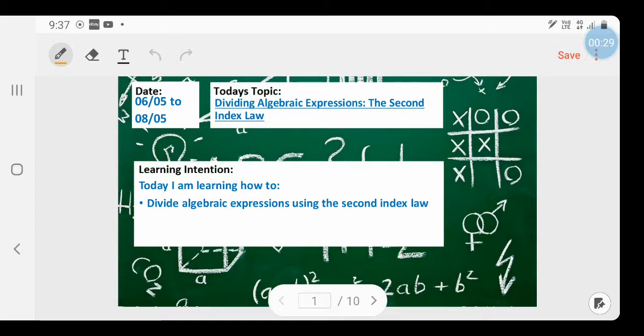Today you're learning how to divide algebraic expressions using the second index law, which is pretty much exactly the topic. My learning intentions really suck. I think I need to break them into smaller dot points.